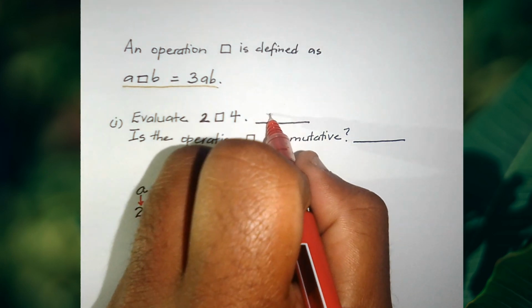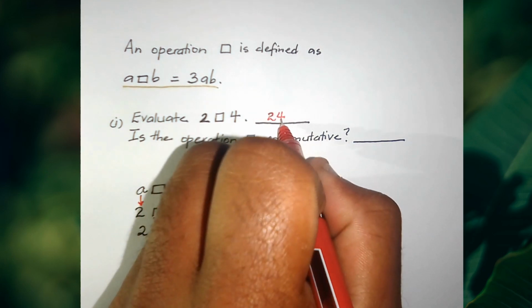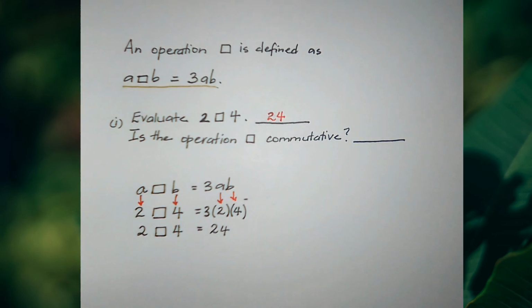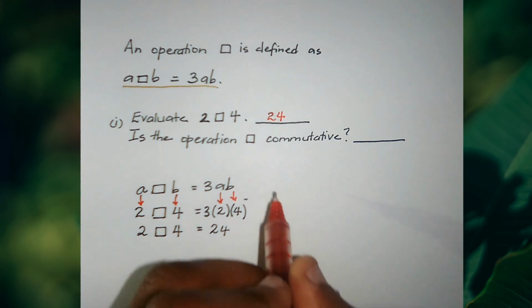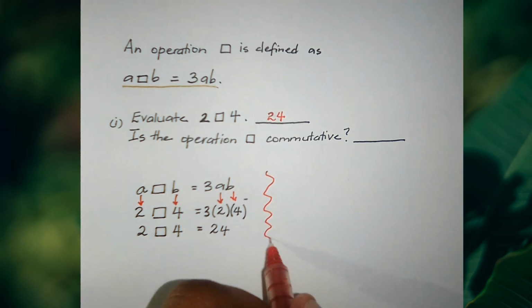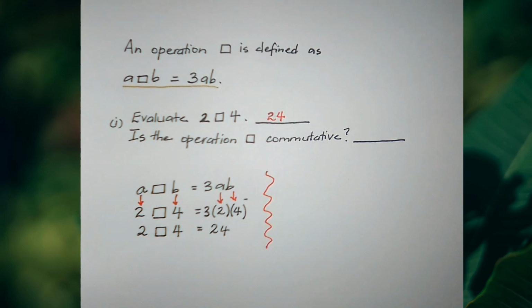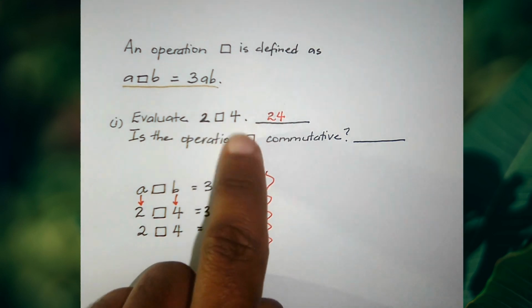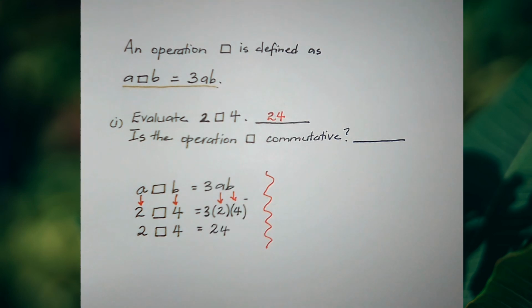So we've only answered the first part of the question, which says to evaluate 2 box 4. We now need to prove if it's commutative or not. Commutative means that when you switch around the order, it should not affect the answer. Right? So like how we had 2 box 4, what if we had 4 box 2? Would it work out to be the same answer? Let us check it out.